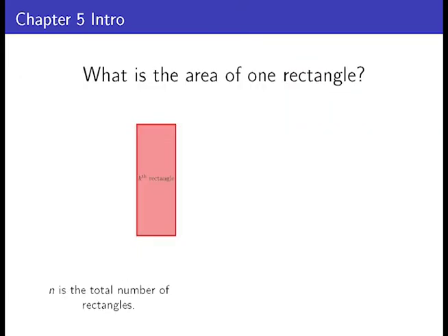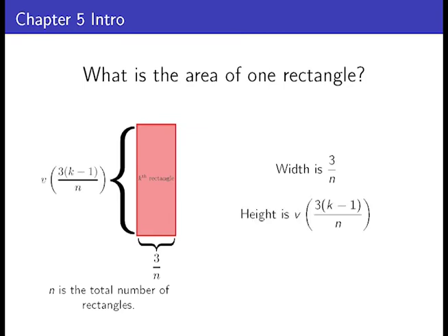Okay, so we have n rectangles and we're looking at the kth rectangle. Since our interval has length 3 and there are n rectangles, each one must have width 3 divided by n. Because this is the kth rectangle, the left endpoint is actually the (k-1)th endpoint. Since each rectangle has width 3 over n, that means the height on the left side must be v evaluated at 3 over n times (k-1). Multiplying those together gives us the area of the rectangle.